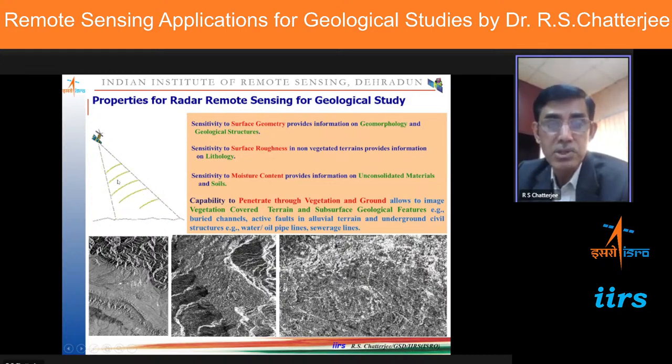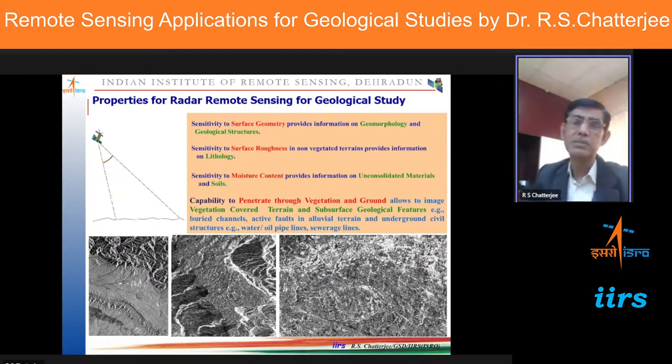So because of those differences, it has many advantages. There are certain disadvantages also. For example, because of its side-looking geometry and off-nadir, it is very sensitive to surface geometry. And that helps to provide information on geomorphology and geological structures, because geomorphology is very much expressed through the topographic elevation differences, topographic slope, ruggedness, and geological structures also, like lineament. All along the lineament, there will be linear depression, isn't it? Fault means there is some offset, some vertical offset, isn't it? There may be this horizontal offset also.